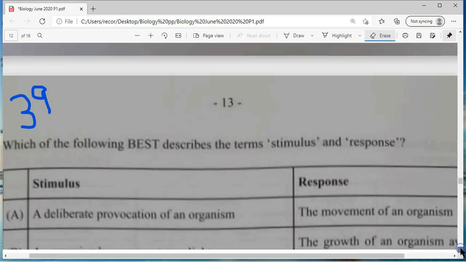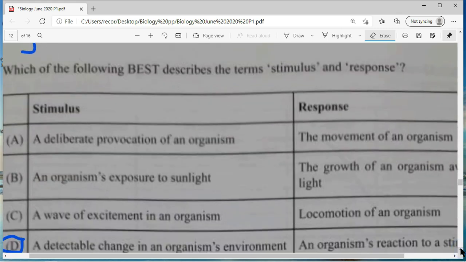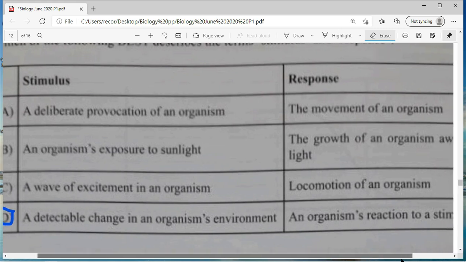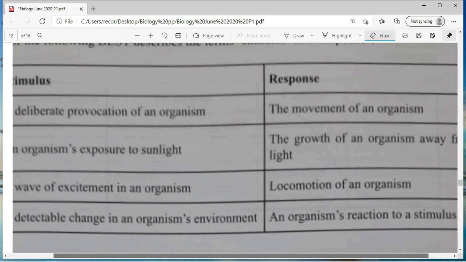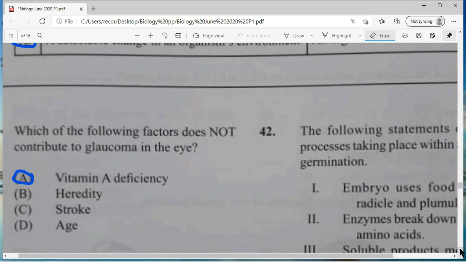So 39, which of the following best describes the term stimulus and response? This is going to be a nice question. A stimulus is, of course, a notable change in the environment, and of course, a response is that which is brought about as a result of a stimulus. So our answer here was, of course, D, a detectable change in an organism's environment, and response, an organism's reaction to that particular change or to the stimulus in the environment. So this is something that you want to know once you're doing biology. It pretty much remains the same. So we move on to the other question. Which of the following factors does not contribute to glaucoma in the eye?